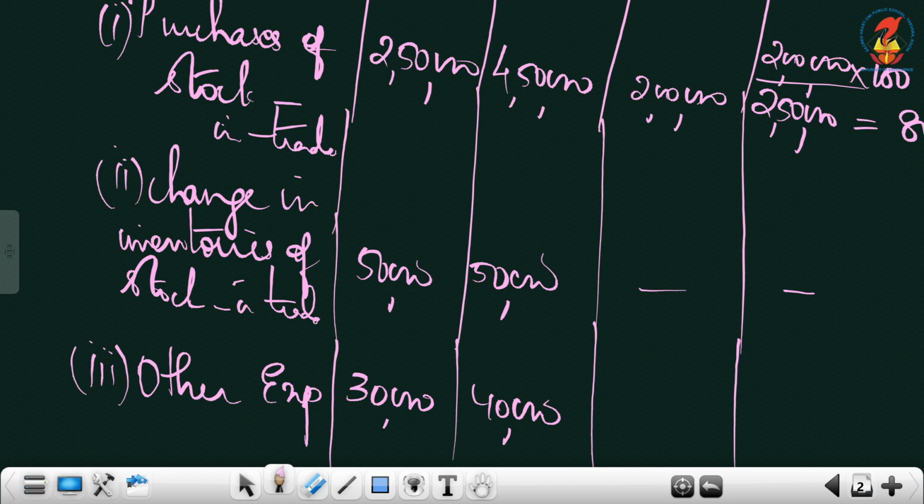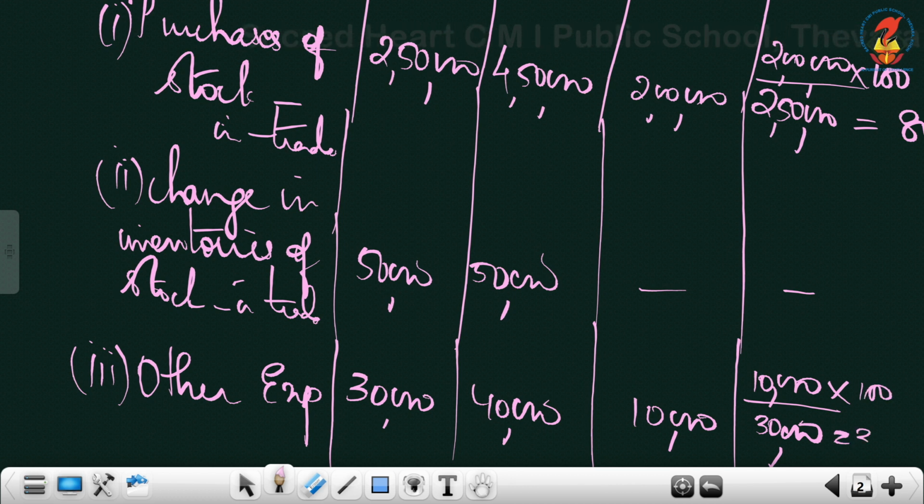Yes. So the absolute change will be 40 minus 30. Yes, positive 10,000. Sometimes it will be negative value also. So you have to do that carefully. So 33.33 you can write. Then what is given next?